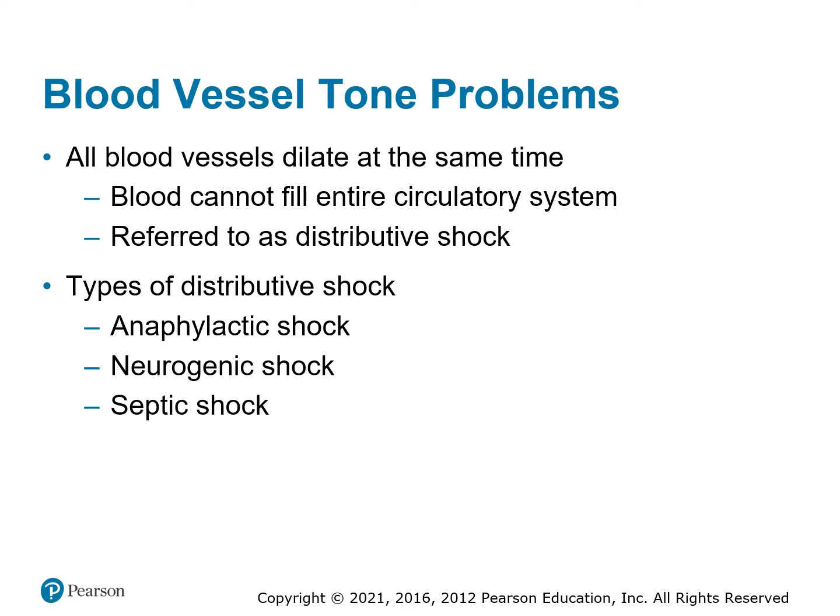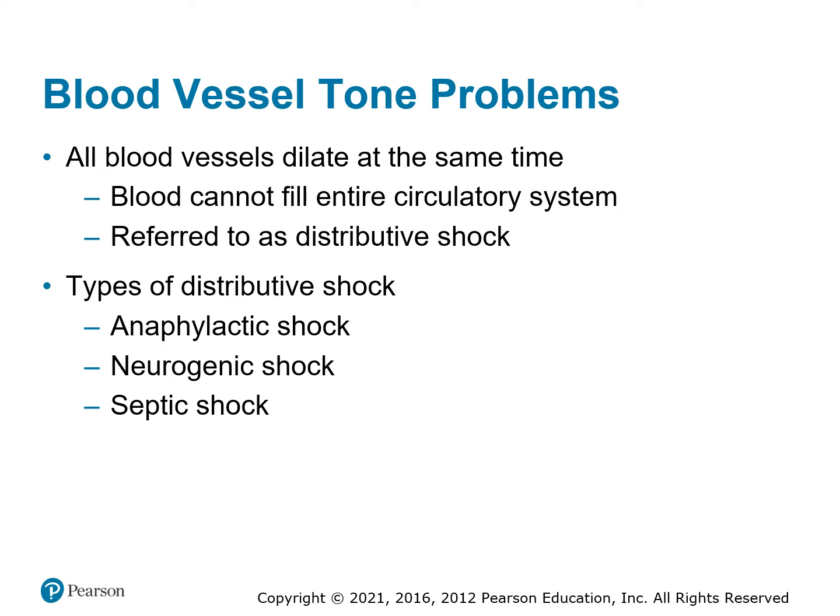So talking about blood vessel tone problems, this is when all of the blood vessels dilate at the same time. Your body has a natural response where your blood vessels will contract and dilate as needed based on what's going on within your body. So if a specific portion of your body needs the blood, then these vessels are going to do what they have to do to get the blood to that body part. And in return, another area that's not being affected is going to do the opposite to keep that blood going to where it needs to be.